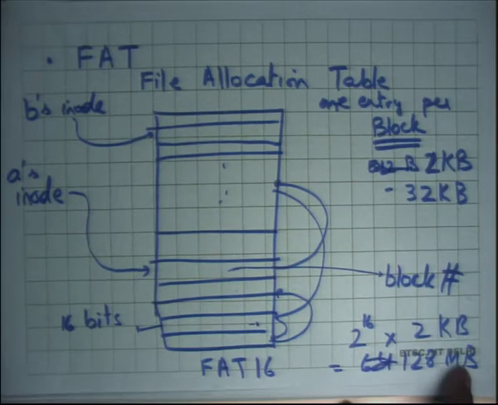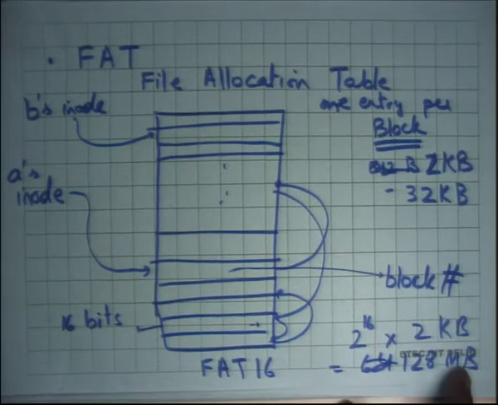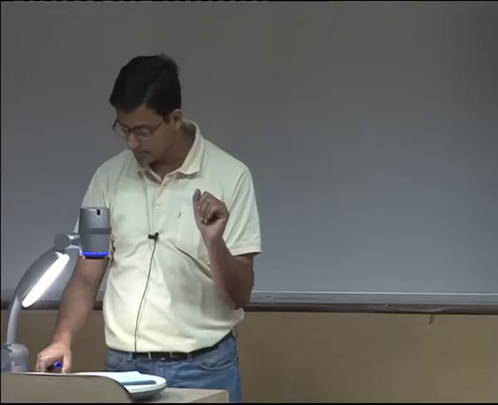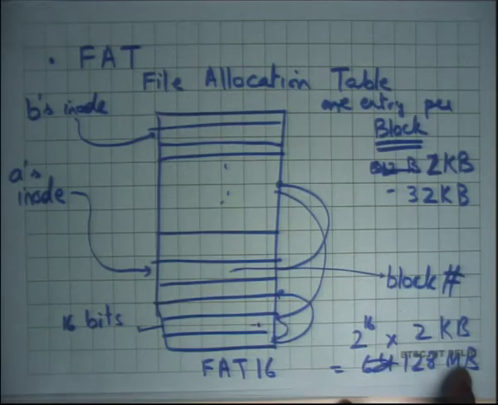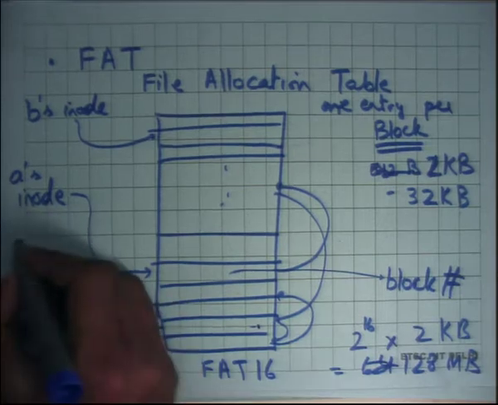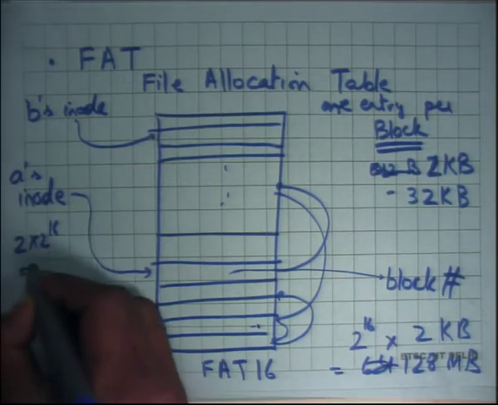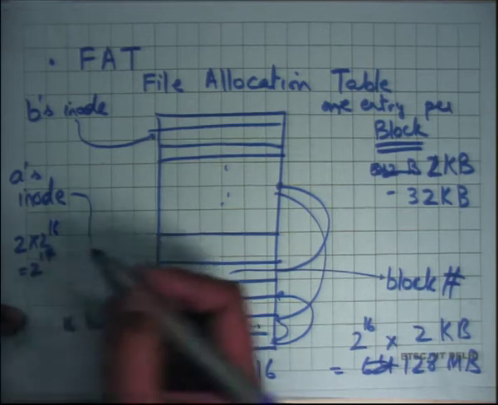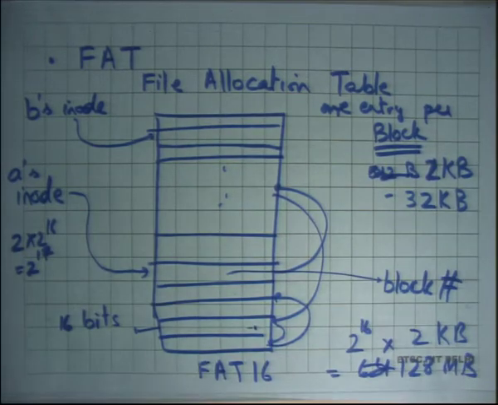It doesn't seem very large by today's standards, but at that time it was a reasonable size given the technology of that time, roughly late 70s, early 80s. And what's the size of my FAT16 table? 2 to the power 16 entries, each entry being 16 bits. So that's 2 times 2 to the power 16, which is 2 to the power 17, that's 128 kilobytes. At that time, memories were typically bigger than 128 kilobytes, and so it was a reasonable scheme to have.